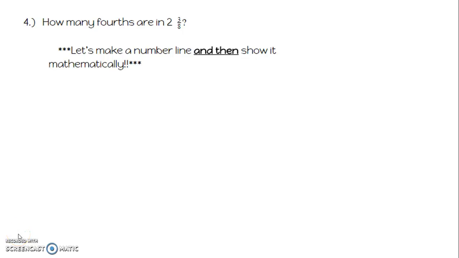This video is to help you with number 4 on CR Helper number 21. How many fourths are in 2 and 3/8? And the hint is let's make a number line and then show it mathematically.